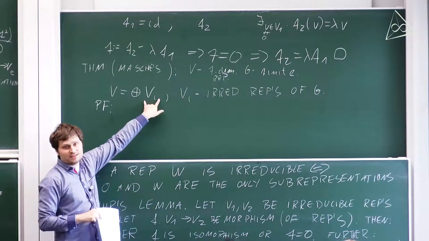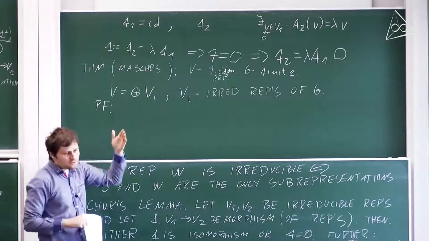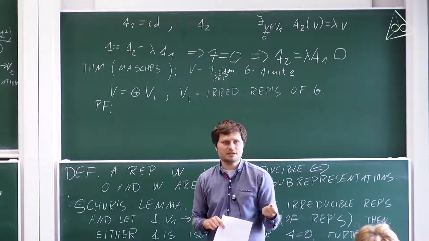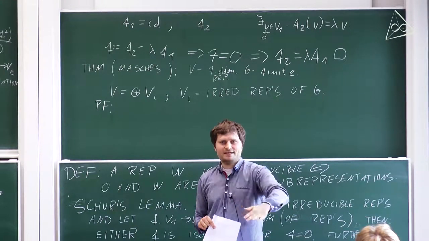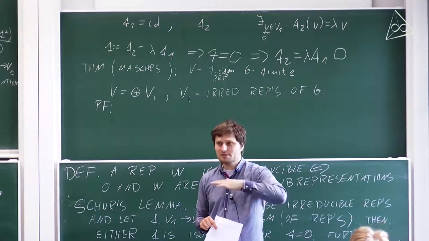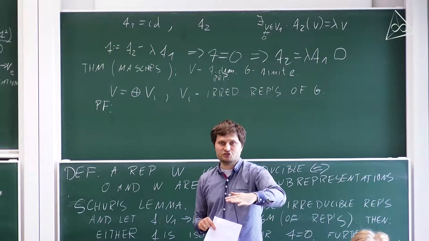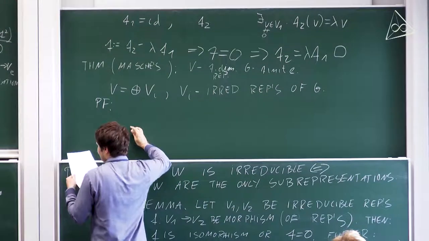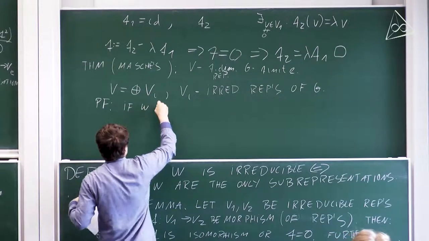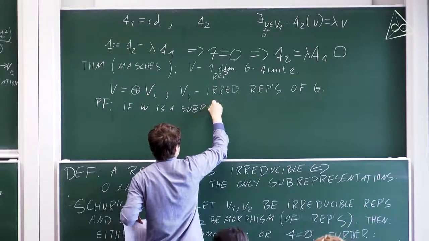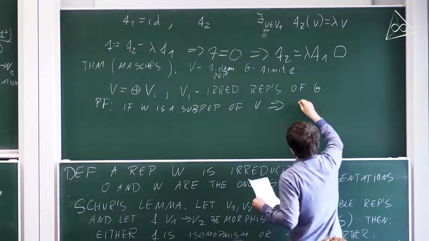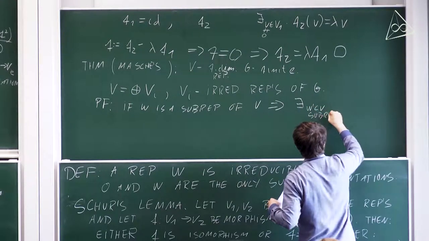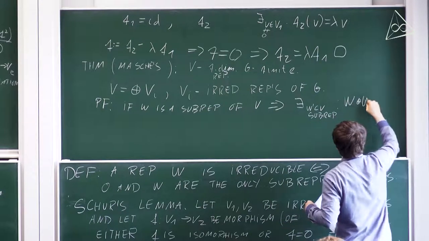If I have two representations, then of course I can take their direct sum. So what's non-trivial in this theorem? Just as we proved that every variety is a sum of irreducible varieties, what do we have to prove here? Let's say our representation is not irreducible, so it contains a non-trivial sub-representation. And what we have to do is this decomposition. In other words, what we really have to prove here is that if W is a sub-representation of V, then there exists a subrepresentation V prime such that W plus V prime is V.